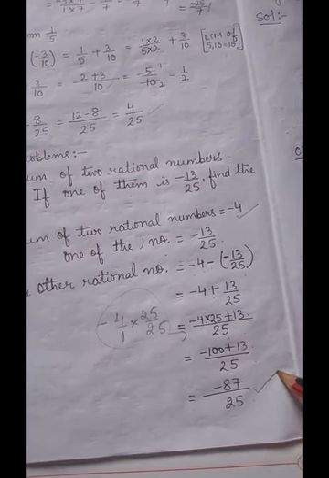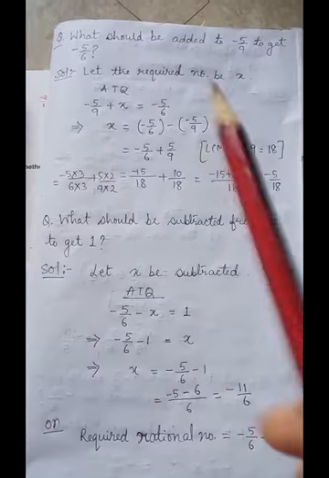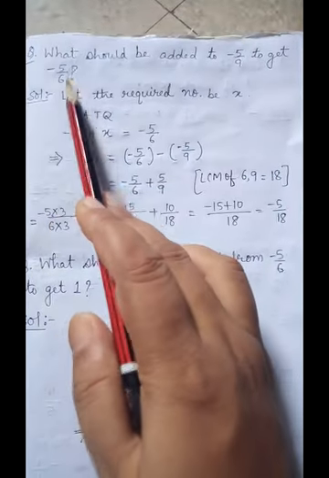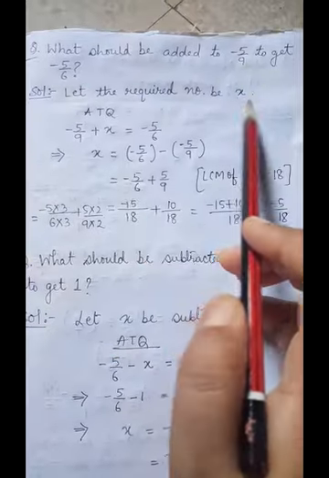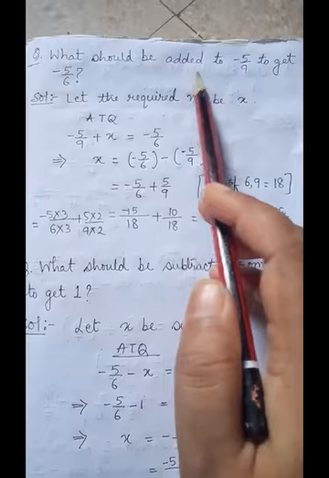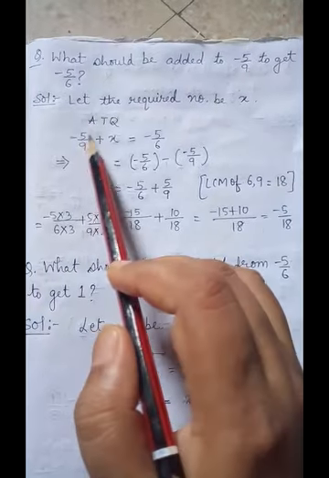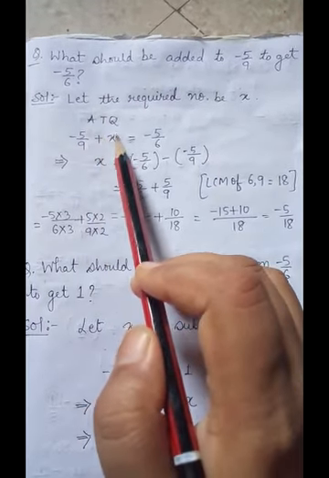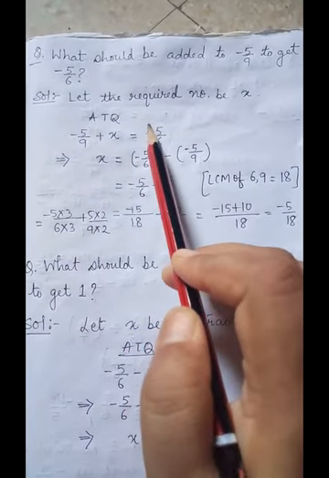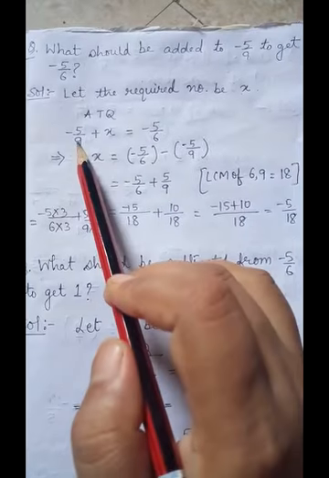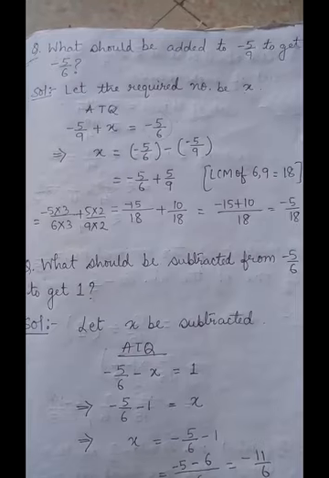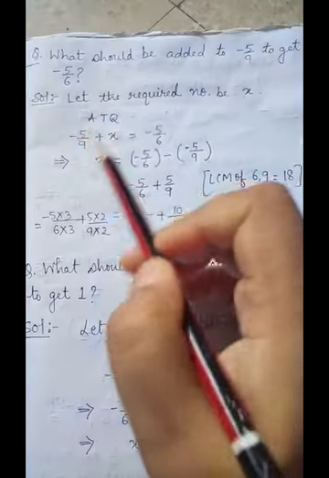Next question. What should be added to minus 5 by 9 to get minus 5 by 6? So let the required number be x. According to the question, what should be added to this? Minus 5 by 9 plus x. The number to be added is equal to, what is your answer? Minus 5 by 6. So if in class 6 you have also learned about the linear equation, we will transpose this term over here.